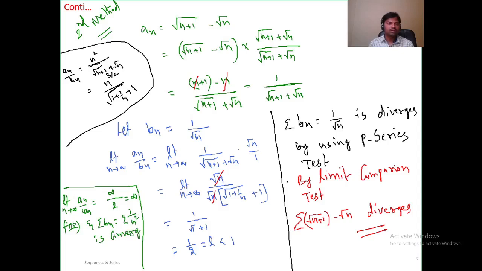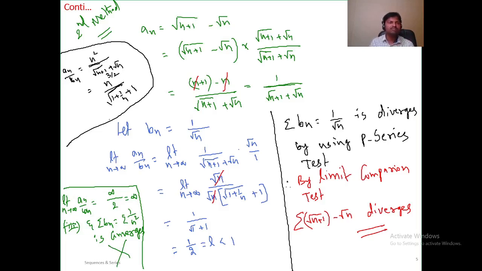Understood? Look at the limit comparison test, third statement. If limit value is infinity and bn diverges, then conclusion is an diverges. Here limit value is infinity and bn converges, so therefore you cannot apply the test. Here you should get bn diverges, then only I can conclude an diverges.